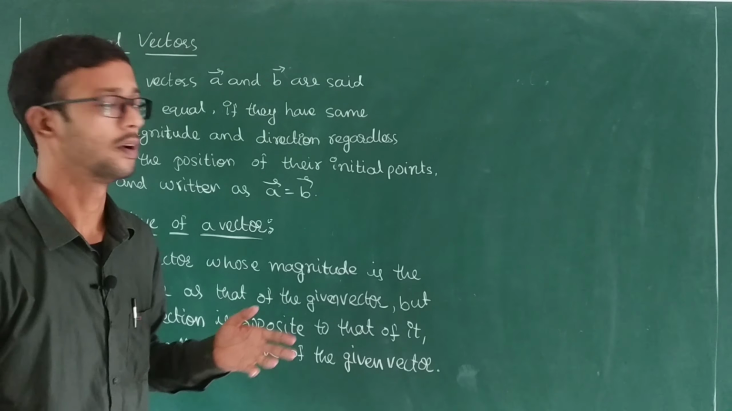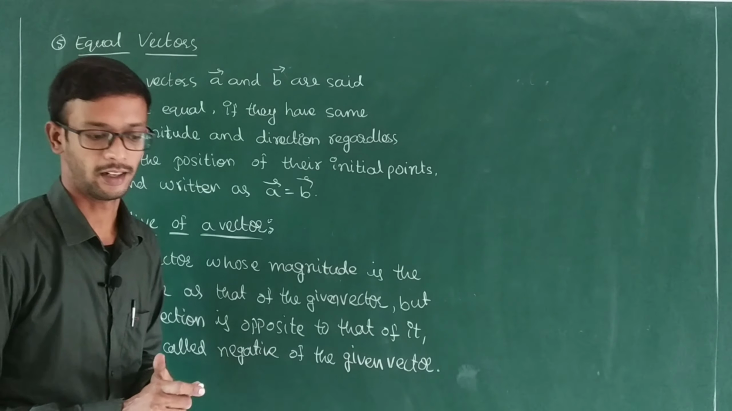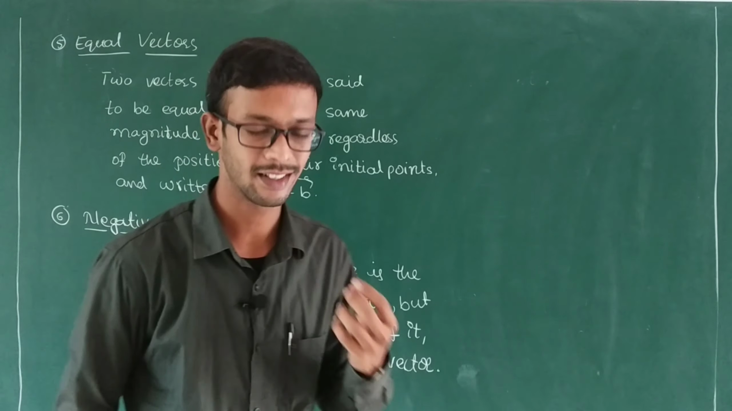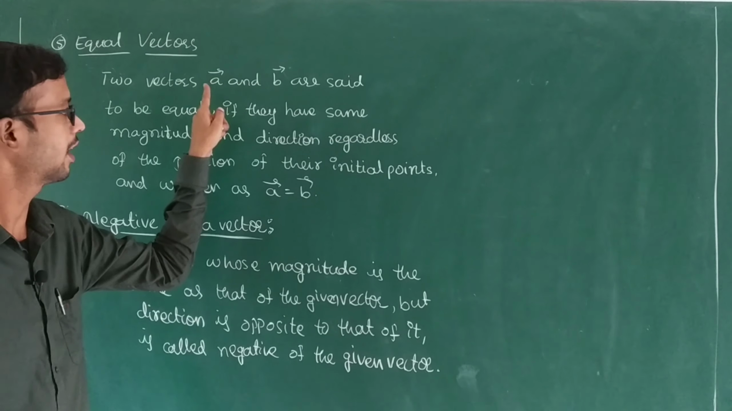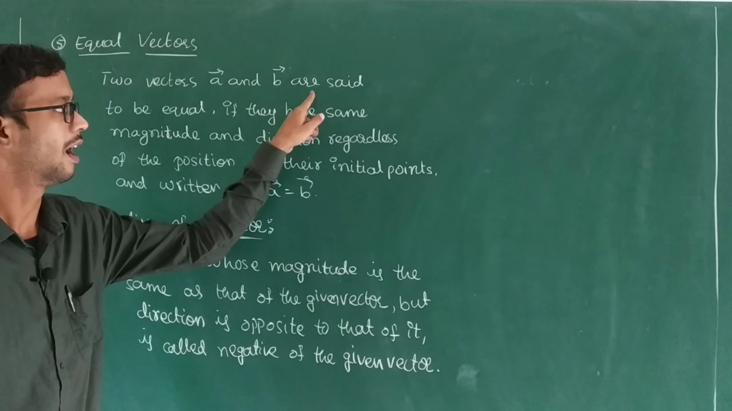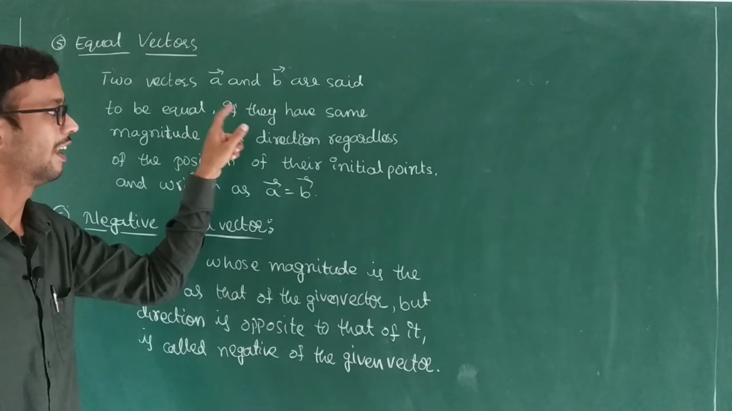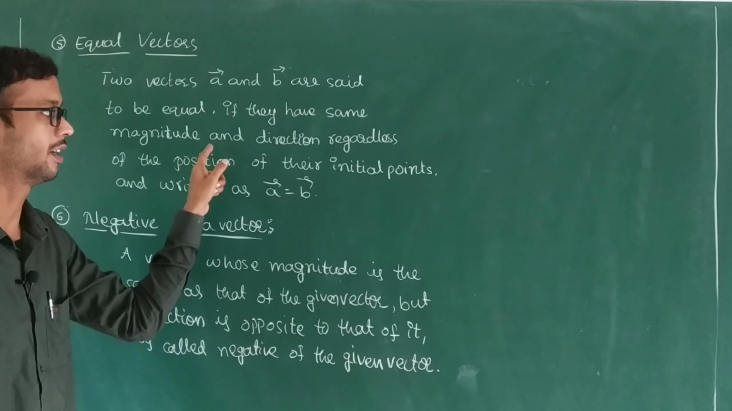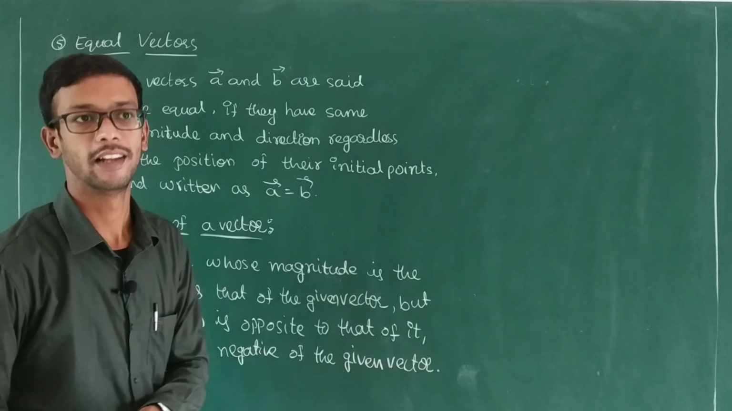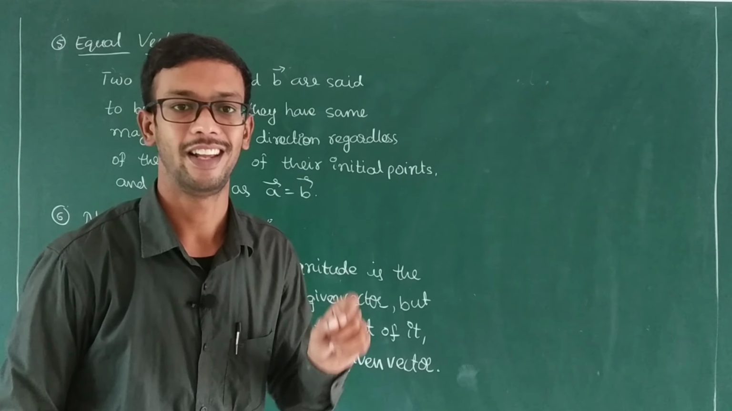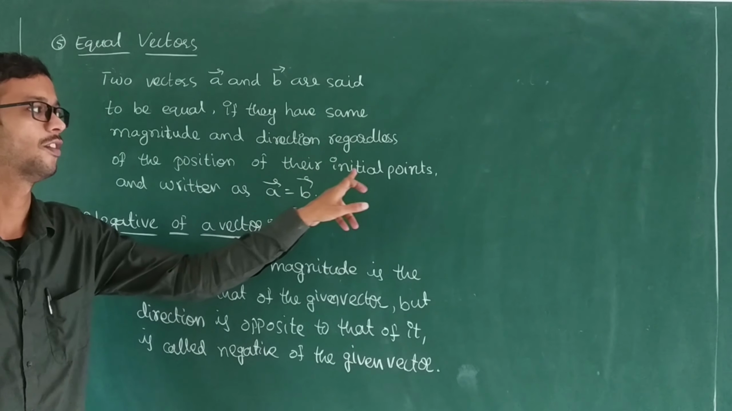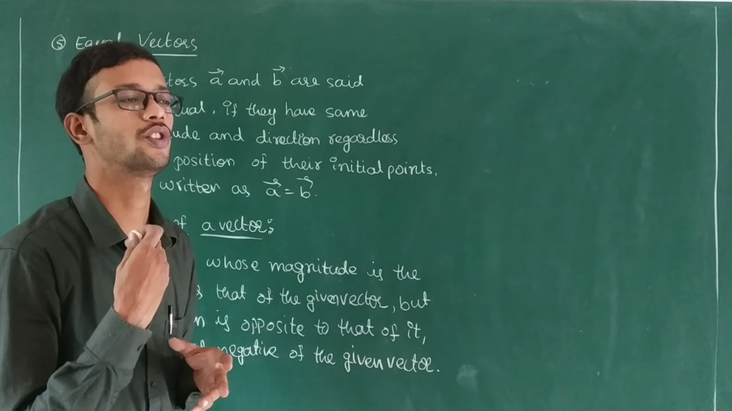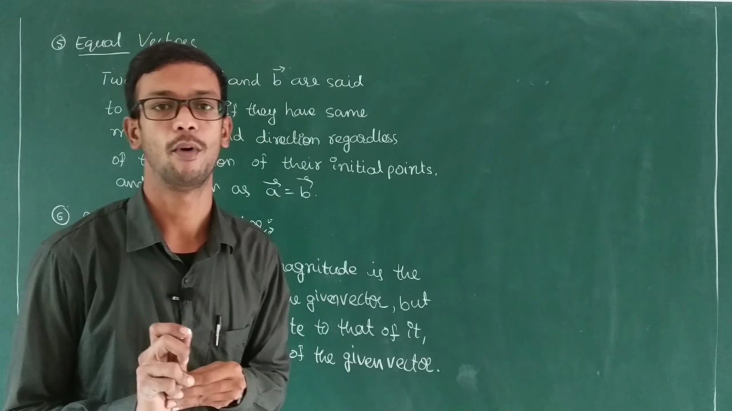Now the fifth type, equal vectors. Two vectors, I am taking here A bar and B bar, are said to be equal if they have the same magnitude and direction. Same magnitude and same direction regardless of the position of the initial points. No need to check about the initial points.